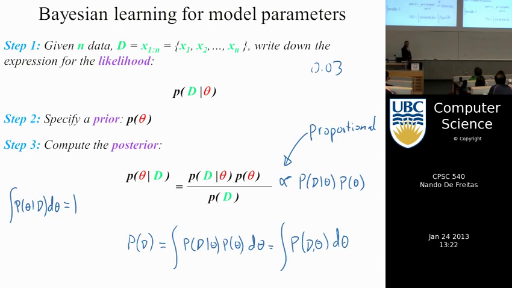Someone from the back. 40%. Yeah. 50%. 50%. Wow. 1%. 0.01. Okay.